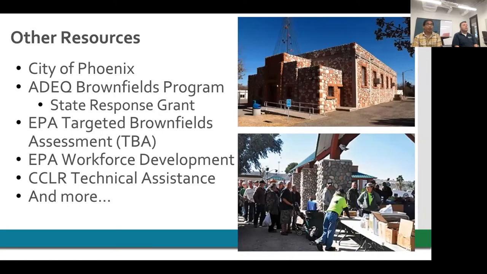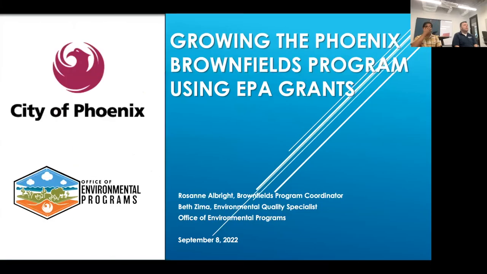And other resources. So City of Phoenix will give you an example of what they do. They have a coalition. I know they have a multi-purpose coalition assessment. Travis will talk about his program. He doesn't have slides, but he can talk about it. And then we have a couple of extra slides here on what the TBA is and what the workforce development is. So, Roseanne, I think this is where you come in.